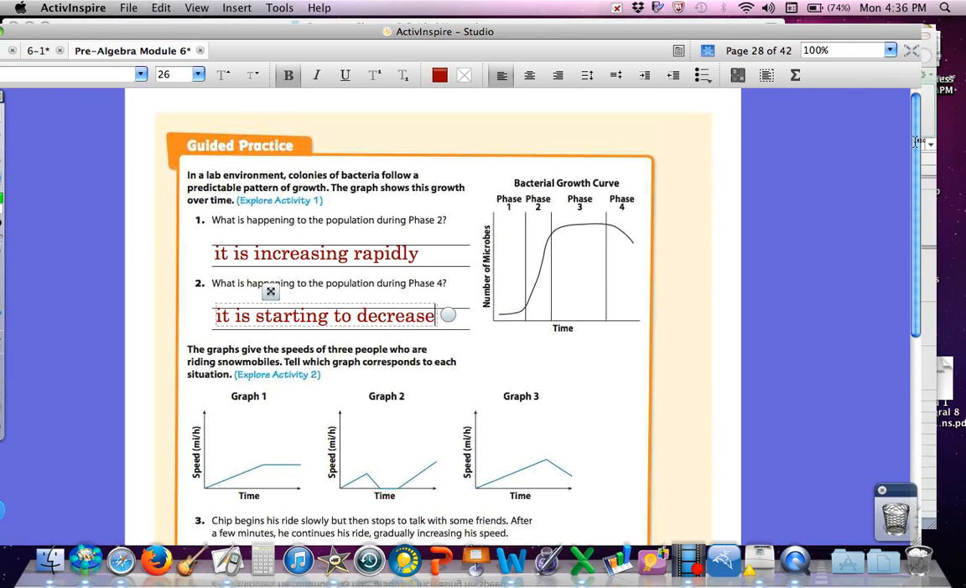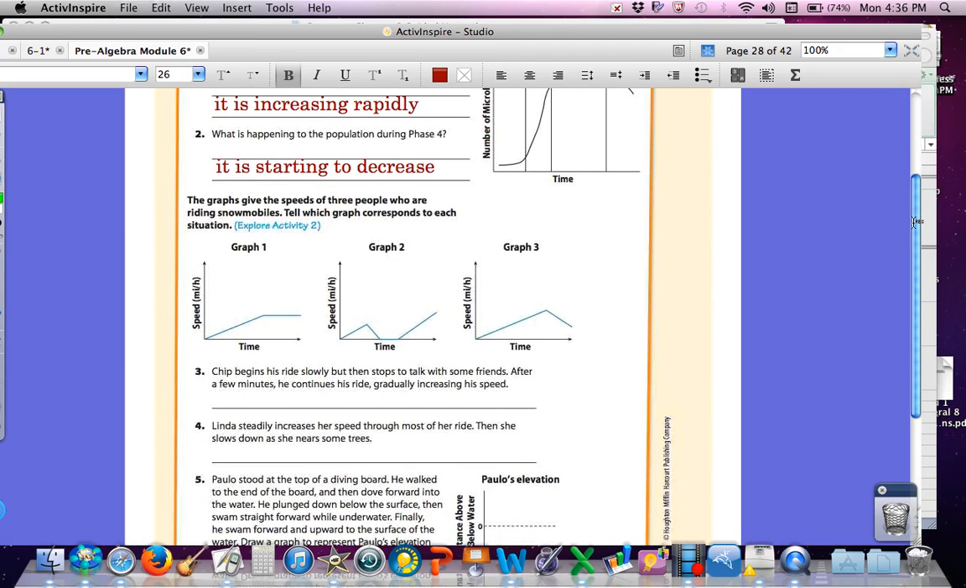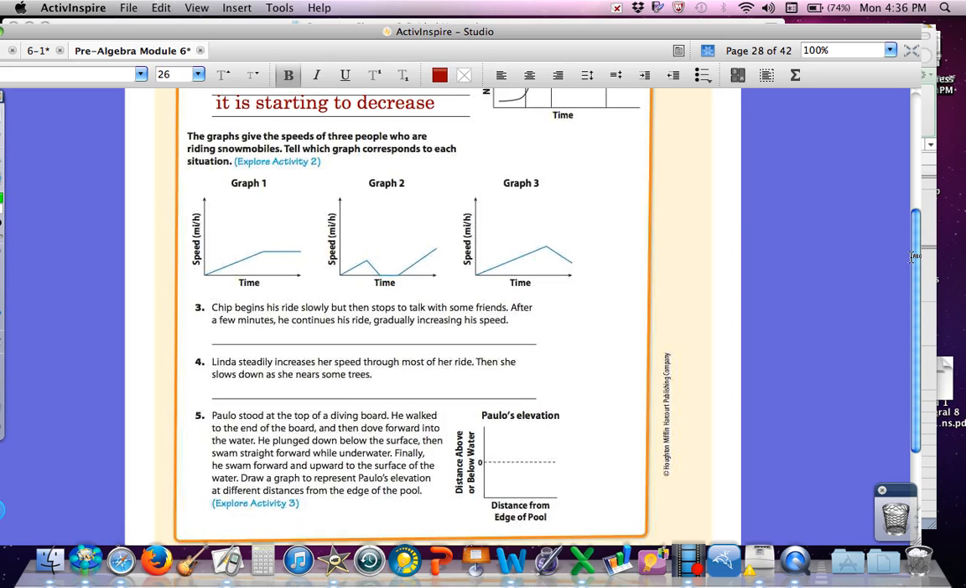So, the next problems, there's 3 graphs. Shows speeds of 3 people who are riding snowmobiles. Tell which graph corresponds to each. So Chip begins to ride slowly, but then stops to talk with some friends. After a few minutes, he continues his ride, gradually increasing his speed. So see if you can figure that out.